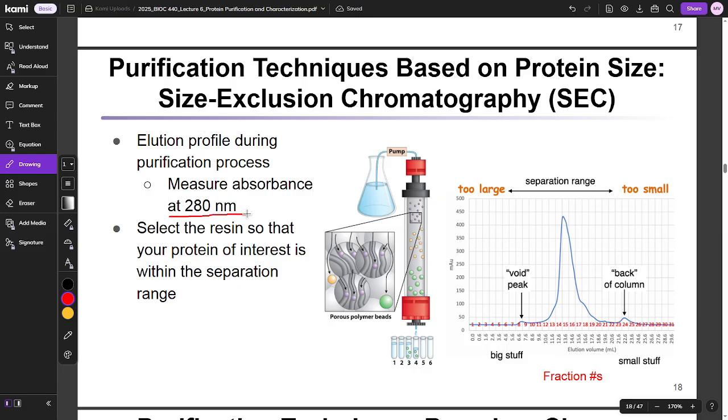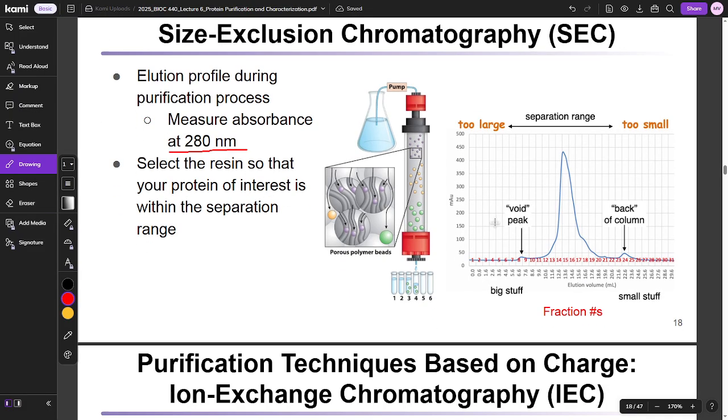Yeah, so they measure absorbance at 280 because tryptophan and tyrosine are amino acids that actually absorb that wavelength. You can see here, the void peak, this is probably where all the big stuff is, because it is eluted out first. And this is the back, this is where all the small stuff has eluted out. And this is where the bulk of your actual protein has eluted out.